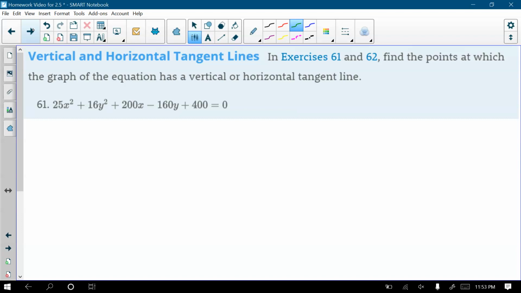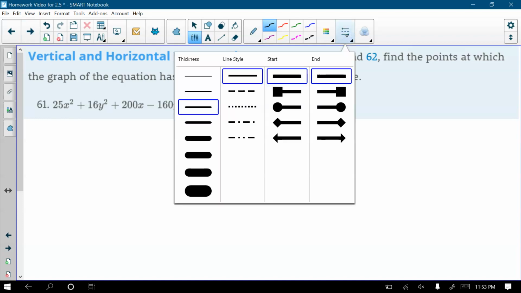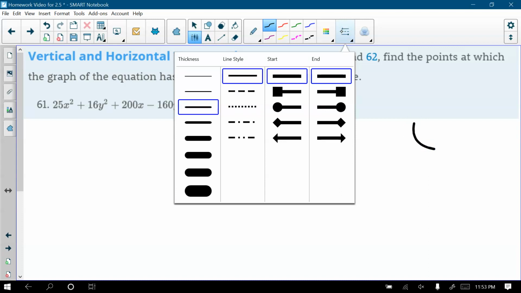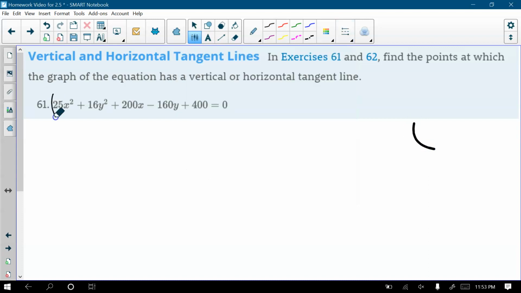Alright, so now let's go and do this one. Find the points at which the graph equation has a horizontal or vertical tangent. Well, first thing I need to do is take the derivative with respect to x on both sides. Okay, so let's take the derivative of that monstrous mess. Take the derivative with respect to x there.